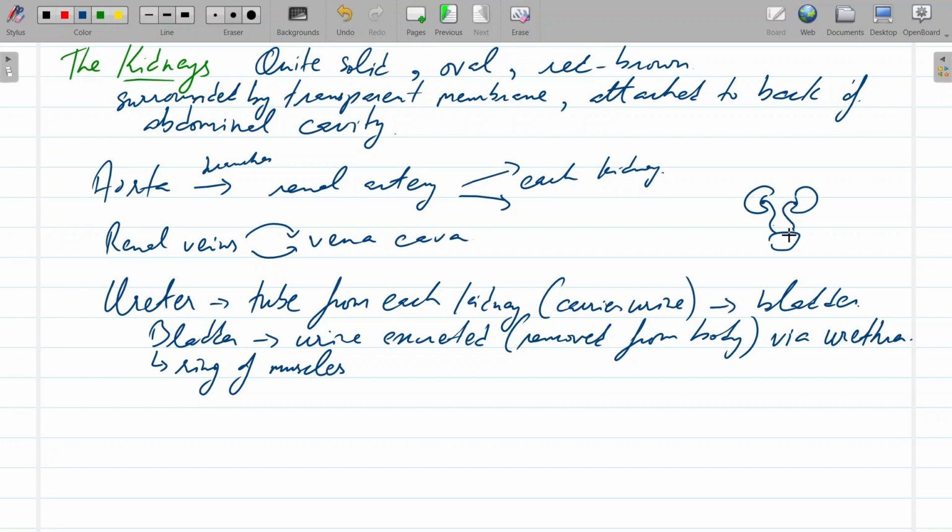And what's a bladder? Bladder is a muscular bag where urine is stored. Like below our stomach? Yes, in the lower abdominal region.